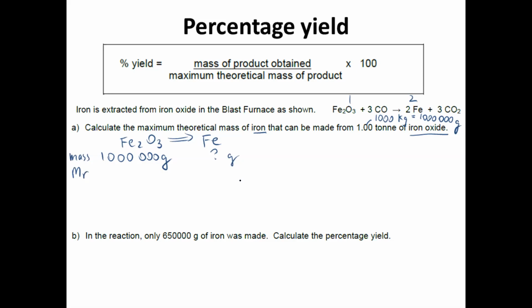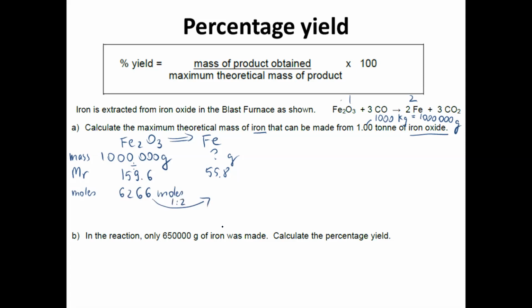So for Fe, the MR is 55.8, and I can work that out from the periodic table. And for Fe2O3 is 159.6. So then here I've got the mass, I've got the MR, I can calculate the moles, because moles is mass divided by MR. So the moles of Fe2O3, if you divide that, you get 6,266 moles.